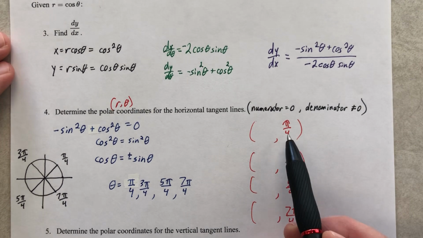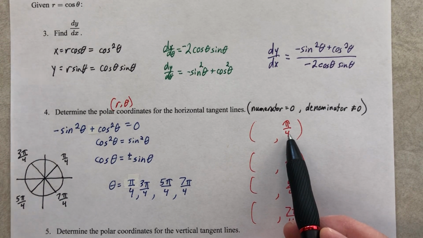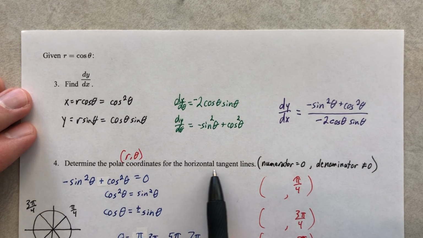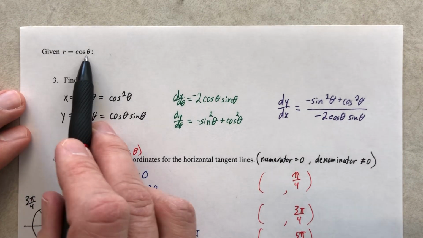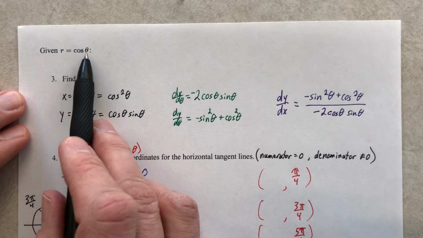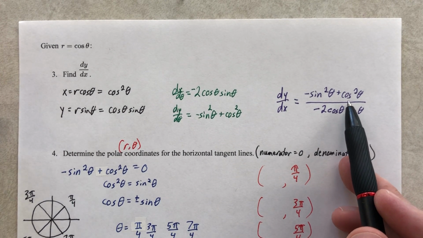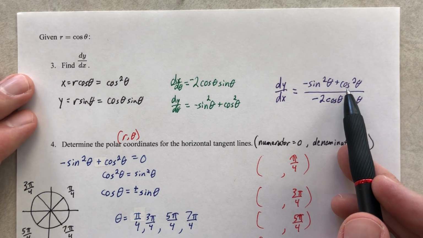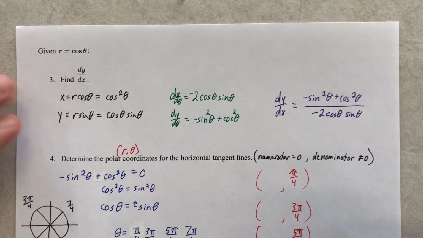And then if I plugged in pi over 4 into what? Into this. Determine the polar coordinates for the horizontal tangent lines of this function. This is the function. Now, if you're wondering how I know I don't plug it into the derivative, then you'd get 0, which is the point, actually. That's where these came from. So I want to plug it into the original function.